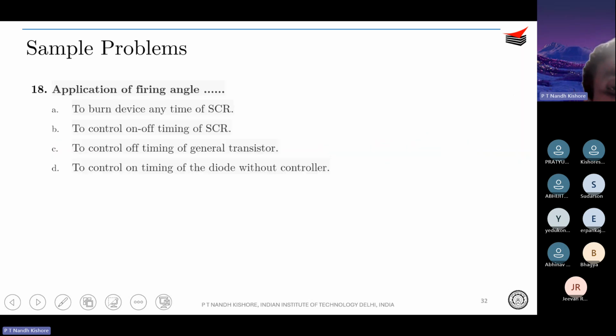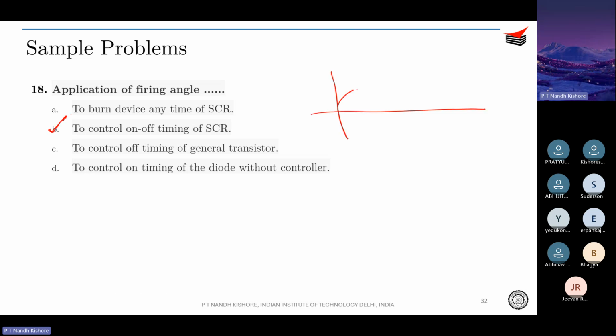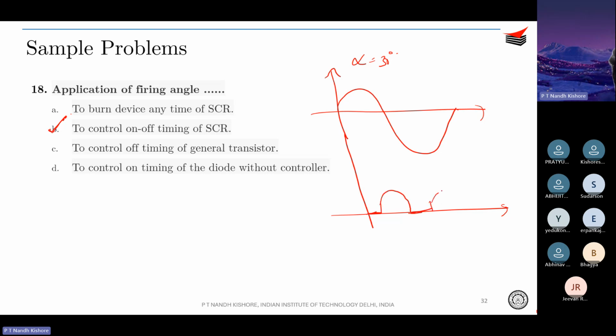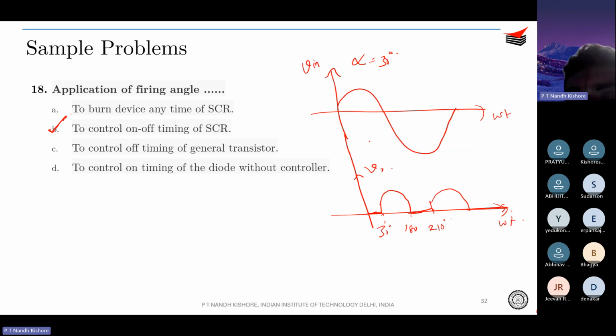Application of firing angle, why? To control the turn on and turn off times of the SCR, right? You may have studied this in single phase rectifiers. For a firing angle of, let's say, 30 degrees, the device will start conducting from 30. In case of a full bridge AC to DC converter, this is 30 degrees, and if this is 180, this will be 210. Correct? V naught, and this is Vn. This is omega T. So this is your 30. It will start tracking the sinusoidal pulses after 30 degrees.